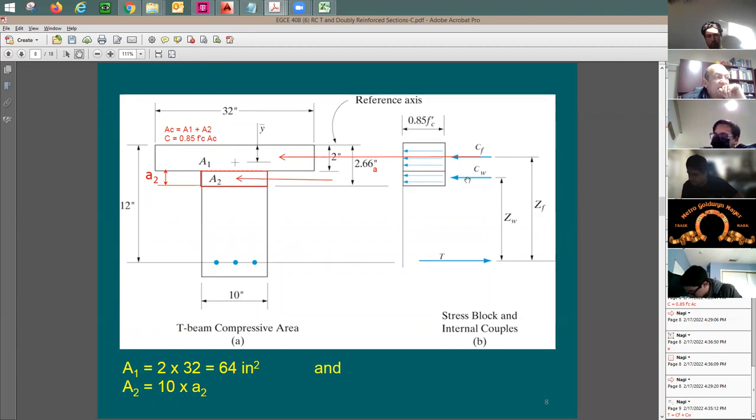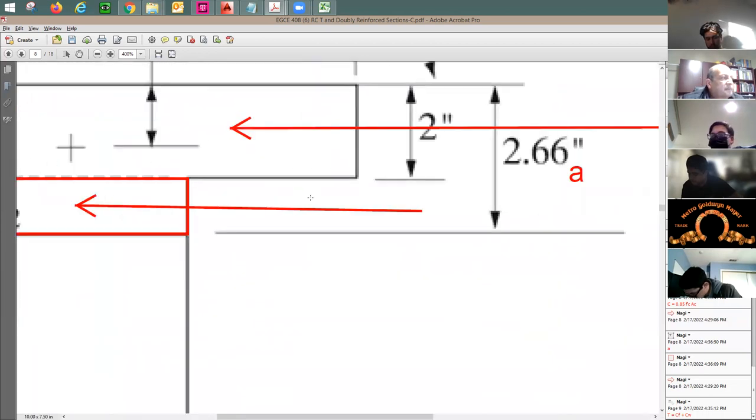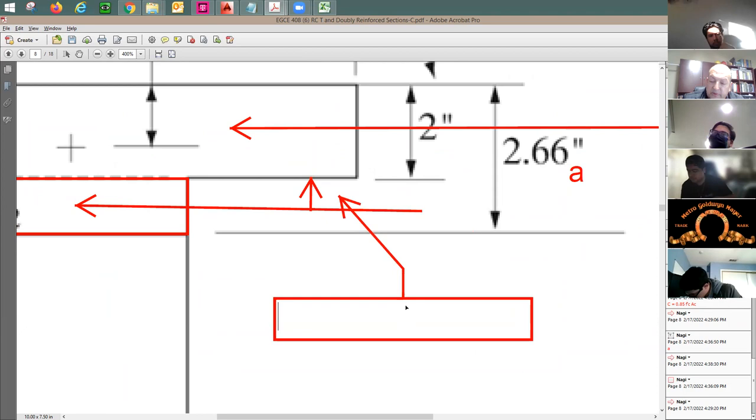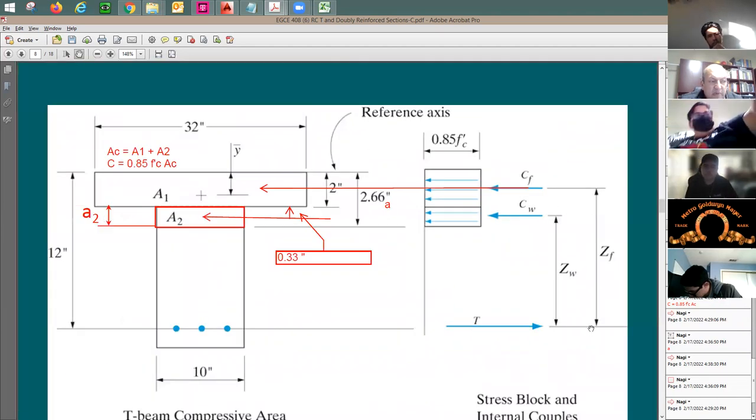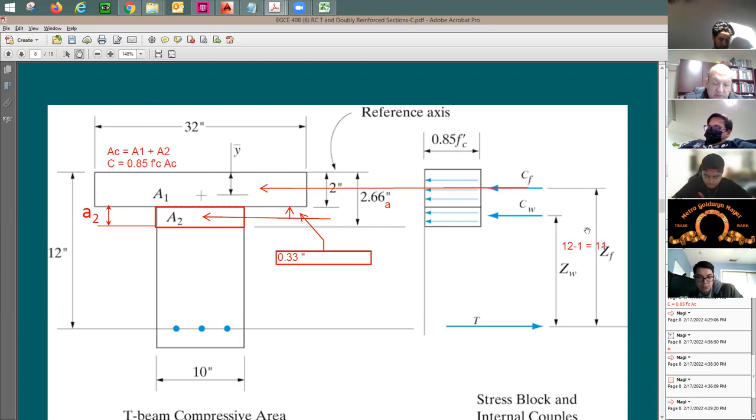Okay, good. How about CW? I'm going to say this here 0.66 inches, meaning the distance from here to there, this little distance, is going to be equal to 0.33 inches. Correct? So, okay, this here 0.33 inches. Now, can you figure out the moment arm for the flange force? I say, yeah. I have the depth d, 12 inches. 12 minus 1 is going to be ZF. So you see here, this is going to be 12 minus 1 equals 11 inches. It's going to be the ZF.